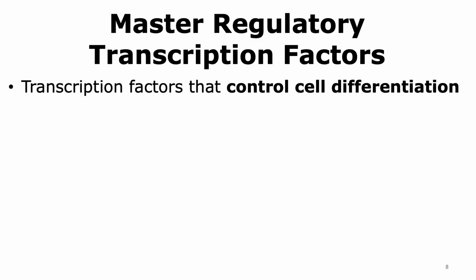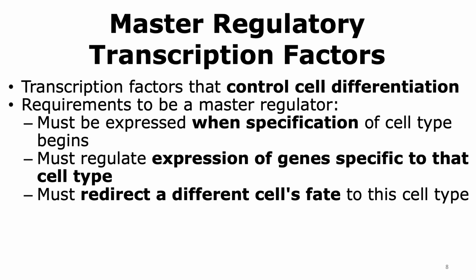Another class of transcription factors that we're going to look at are the master regulatory transcription factors. These are transcription factors that are able to control cell differentiation. The requirements to be a master regulator transcription factor are that they must be expressed when the specification of a cell type begins. They must regulate the expression of genes specific to that cell type, and they must be able to redirect a different cell's fate to this cell type.